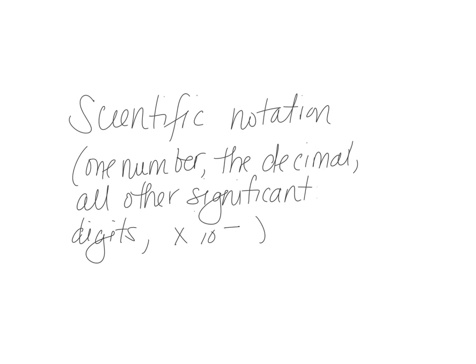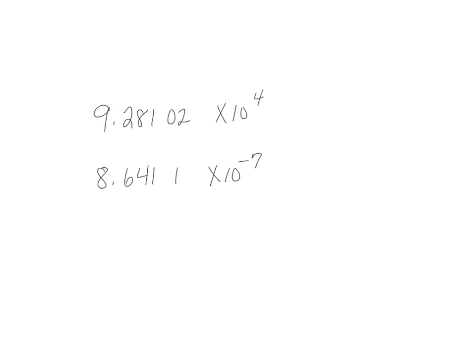Scientific notation is where we take a value and we write one number, the decimal point, all other significant digits, and then we do times 10 to some exponential value based on how many placeholders we need to indicate. So I have two examples here. I have 9.28102 times 10 to the fourth.